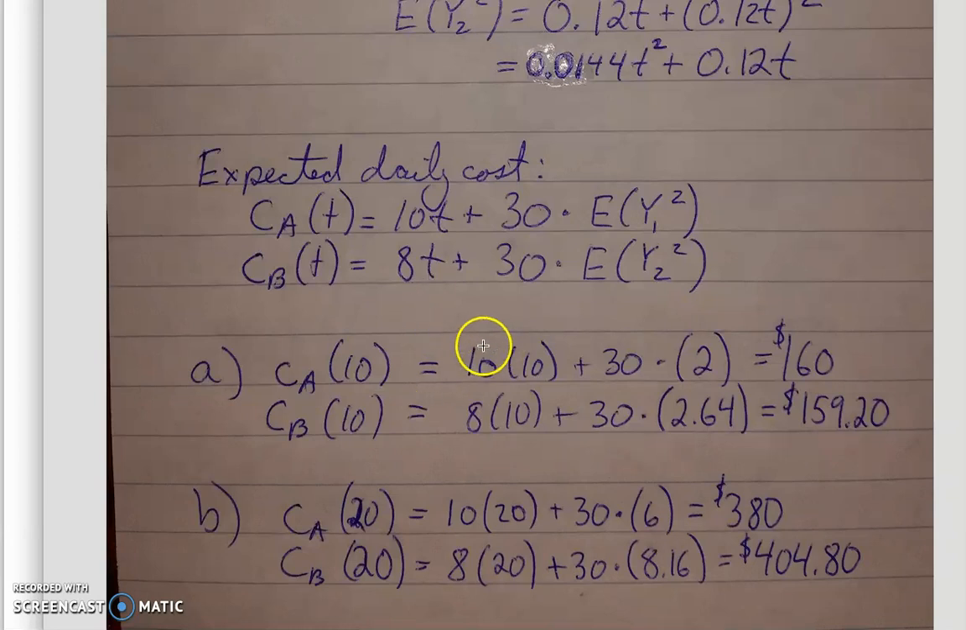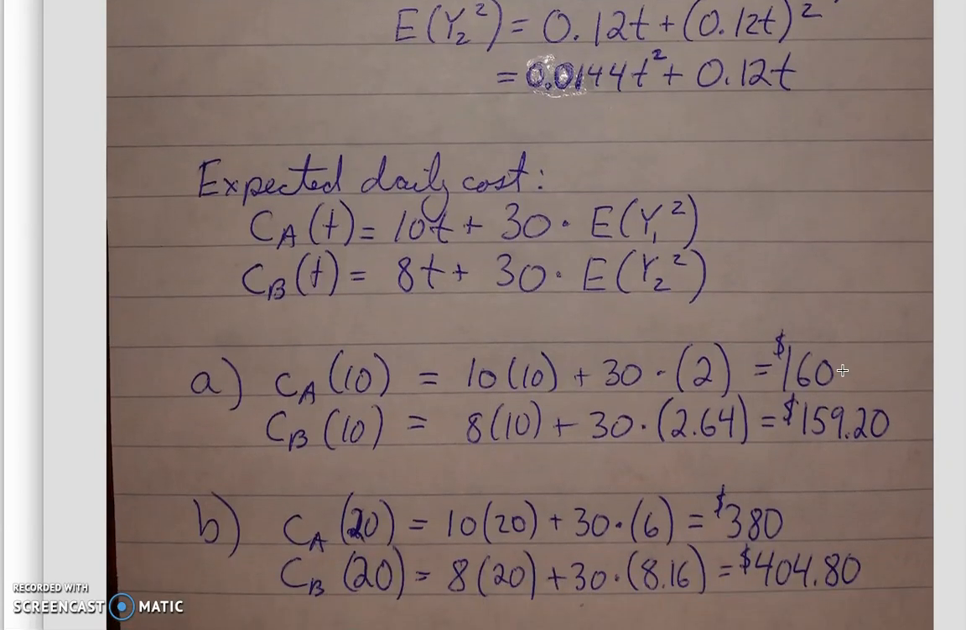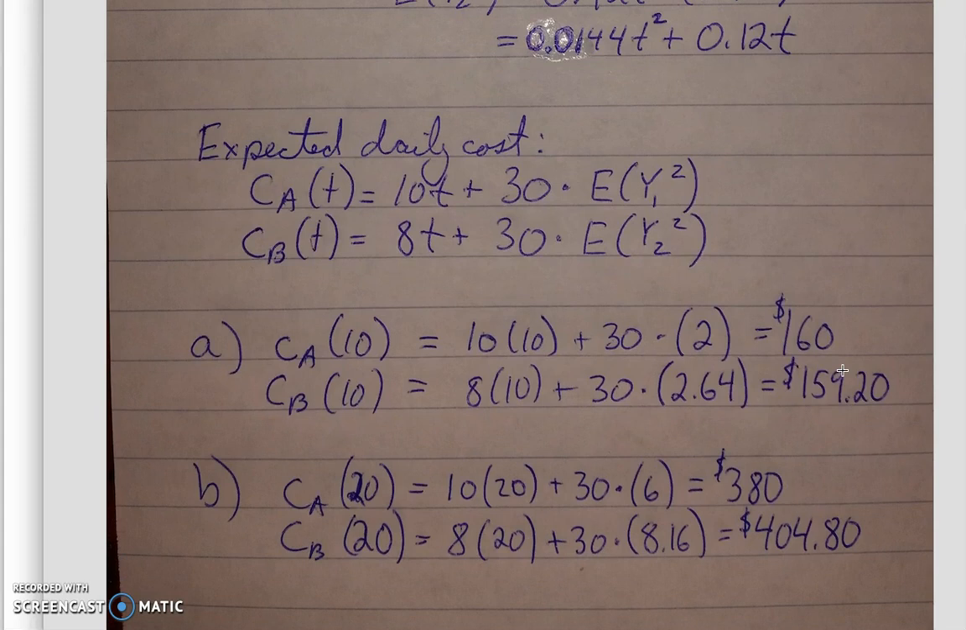So for 10 hours, we're just plugging in 10 for t, and when we do that, we see that machine A costs $160, or the expected cost for machine A for 10 hours is $160. The expected cost for machine B is $159.2, assuming I did my arithmetic correctly. Machine B would be slightly less expensive. At least we'd expect it to be slightly less expensive.